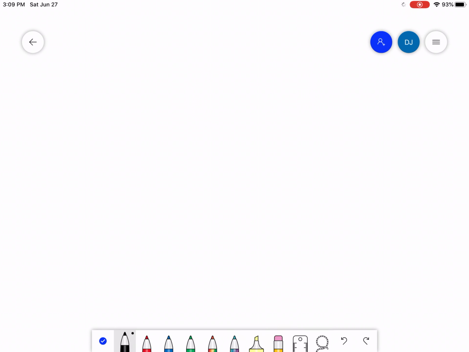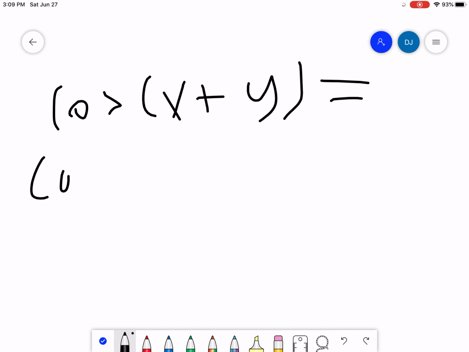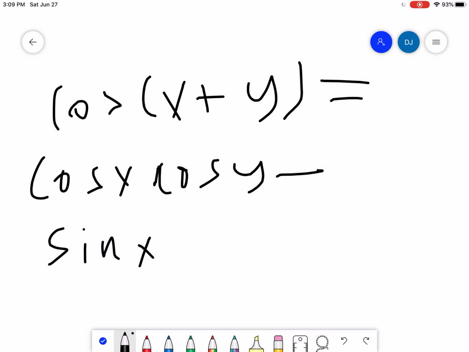And then if you had cosine of x plus y, this is actually different. It equals cosine of x times cosine of y minus, this is very important, the sign is not analogous to the identity, minus sine of x times sine of y. And if it was a difference identity, you simply change the sign. So that's very important to know.